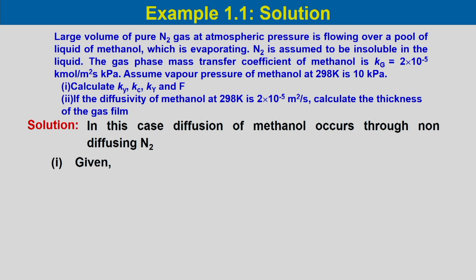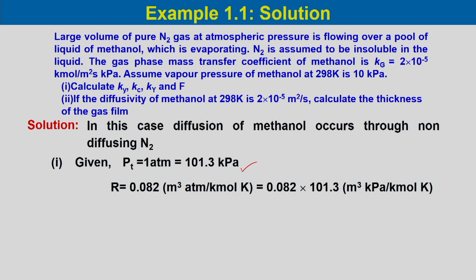So, the first thing, it is given that the pure nitrogen is at atmospheric pressure. So, the total pressure Pt is 1 atmosphere, which is 101.3 kilopascal. Now, R is known to us as 0.082 meter cube atmosphere per kilomole Kelvin, which we can write in terms of meter cube kilopascal per kilomole Kelvin, and which is 8.3066 meter cube kilopascal per kilomole Kelvin. And temperature is given as 298 Kelvin.